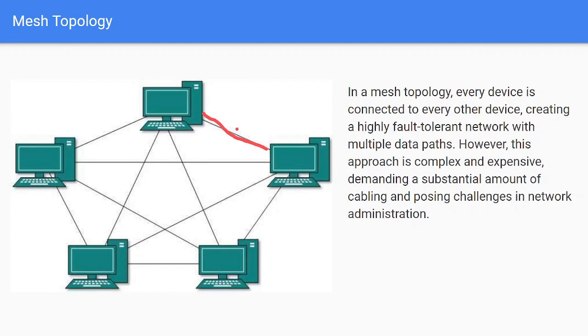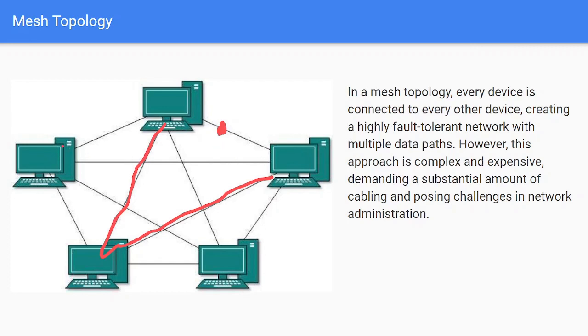So look at it this way. Since every device is connected to every device, if this place has an issue and these two want to communicate, they can still communicate with each other. They can communicate by passing through this link and then going up like this. You understand? Even though this one had an issue. Do you get what I'm saying?